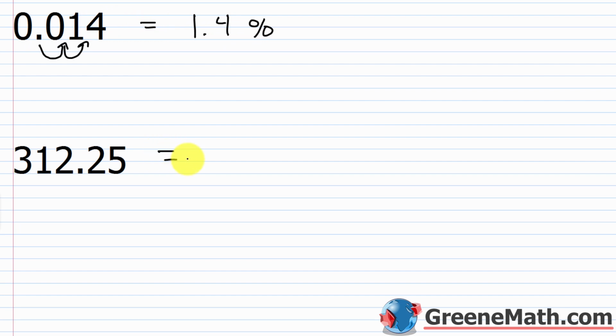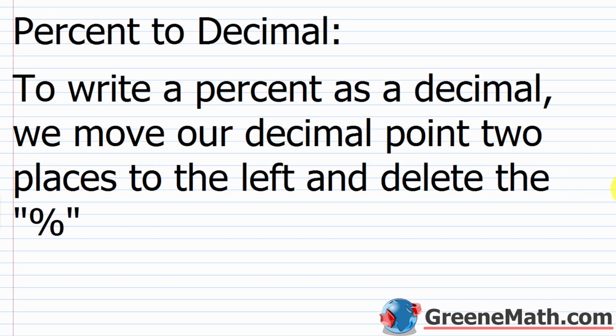And then for the final one, we have 312.25. Again, this decimal point goes 2 places to the right. So that's going to be 31,225. And then put your percentage symbol. So 312.25 is equal to 31,225%.